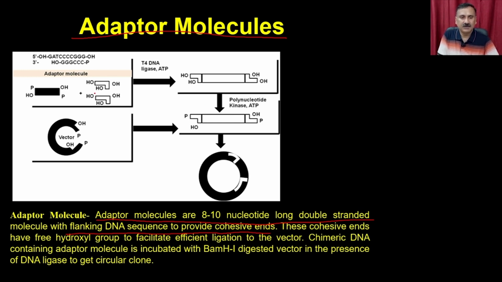And so what you can do is take the gene of your interest and put the cohesive adapter molecules, so they will fix on both the sides, right, both ends, and that's how you are going to use that with the vector in the ligation reaction, and it will give you the clone. So these cohesive ends have the free hydroxyl group to facilitate the efficient ligation into the vector. Chimeric DNA containing adapter molecule is incubated with BamH1 digested vector in the presence of DNA ligase to give the circular DNA. So for example, these are the cohesive adapter molecules which have the BamH1, okay? So they both have this flanking sequence.